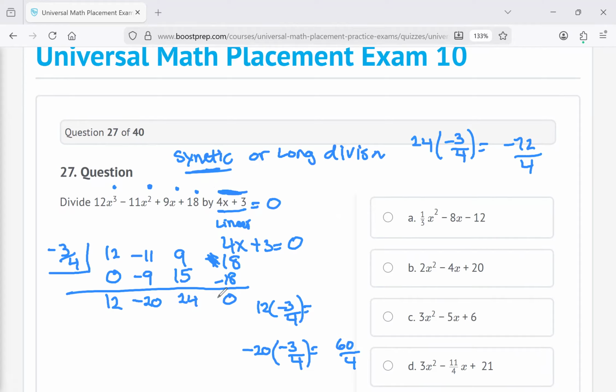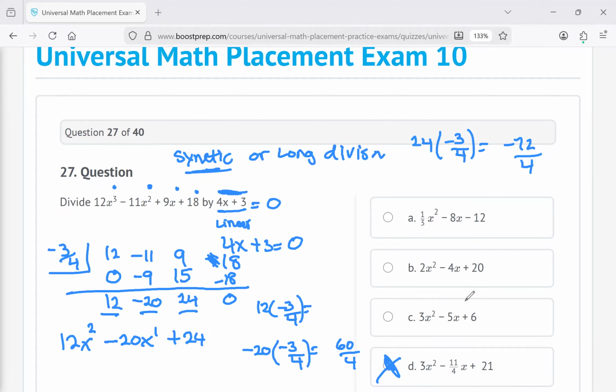So we have no remainder. What do we do with these numbers? We have 12, -20, and 24. These are coefficients. So it's going to be 12x. The highest power was originally 3, so instead of 3, we're going to go 1 less. So it's going to be 2. And then it's going to be -20x plus 24, and with no remainder.